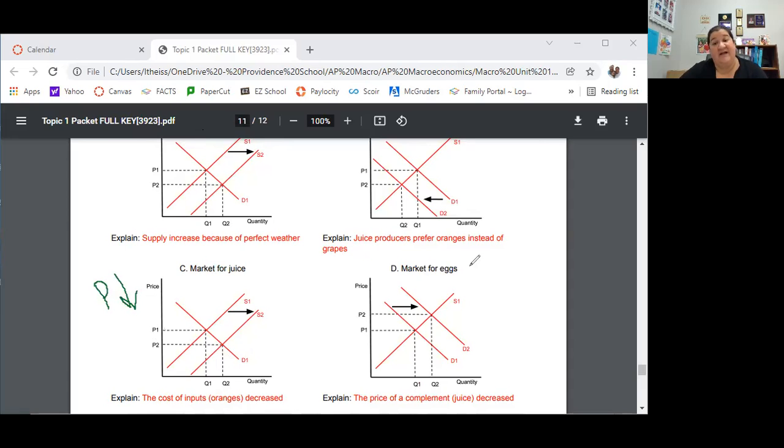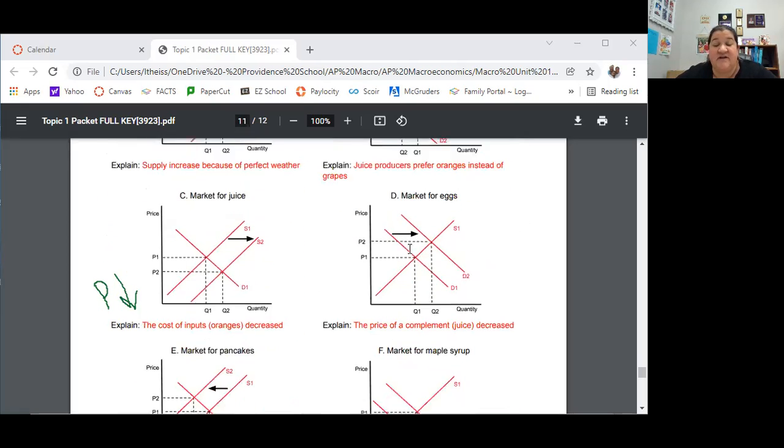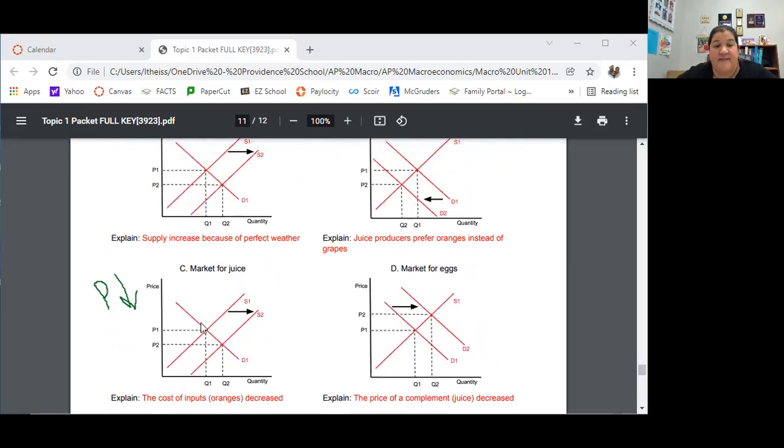Great. Now let's look over at the market for eggs. They told us in the problem to consider eggs and juice as complementary goods, like hamburgers and hamburger buns. They go together. So what is the consequence if the price of a complementary good decreases? I can get juice for cheaper now. What happens to my complementary good of eggs? Well, I'm going to buy more eggs because I can get juice for cheaper. I'm going to increase my demand for eggs.